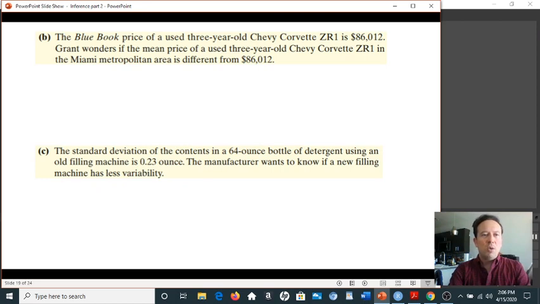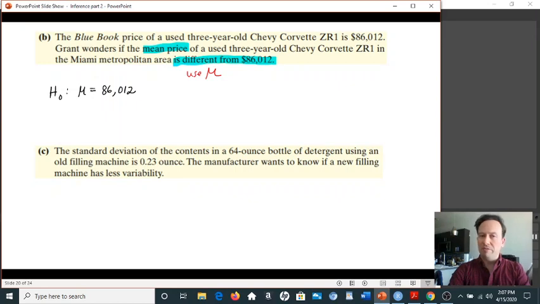For B, we have the Blue Book price of a used 3-year-old Chevy Corvette is $86,012. Grant wonders if the mean price, so focus on that, mean, it's a statistic, is different from what is stated. So he's wondering if the mean price is different from $86,012. So first, because it's a mean, the parameter that we're going to be using is mu. And what would the null hypothesis be? Remember, the null hypothesis is always a statement of equality. So we just take mu and this number and put an equal sign in between them. So there you go. There's the null hypothesis.